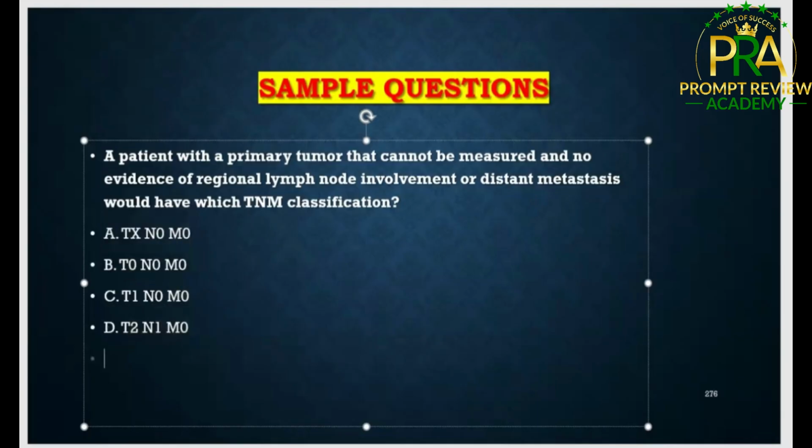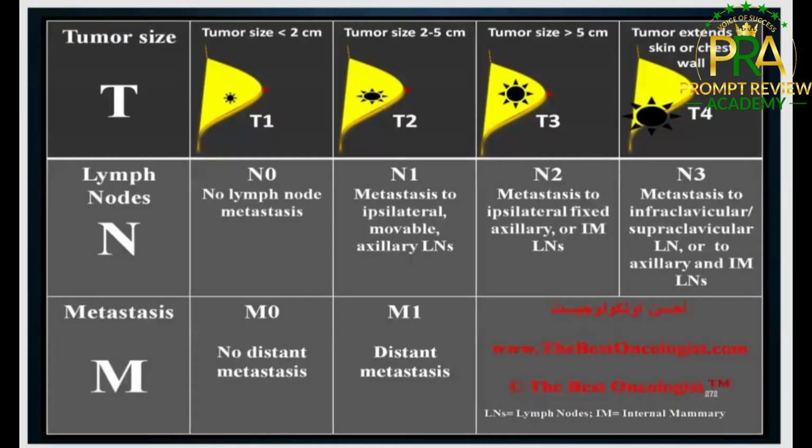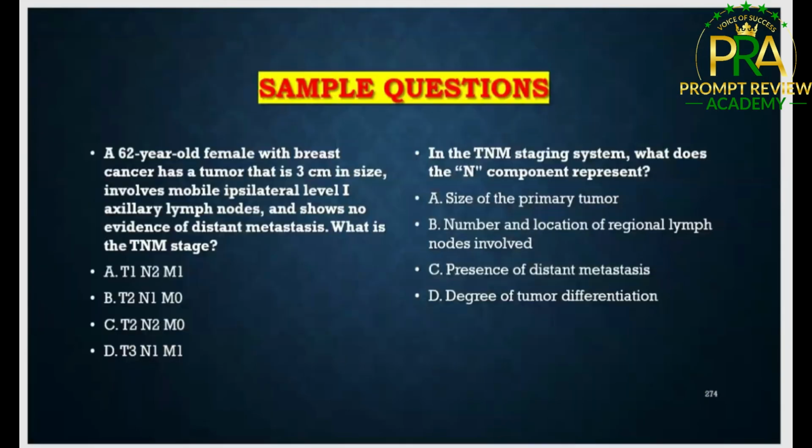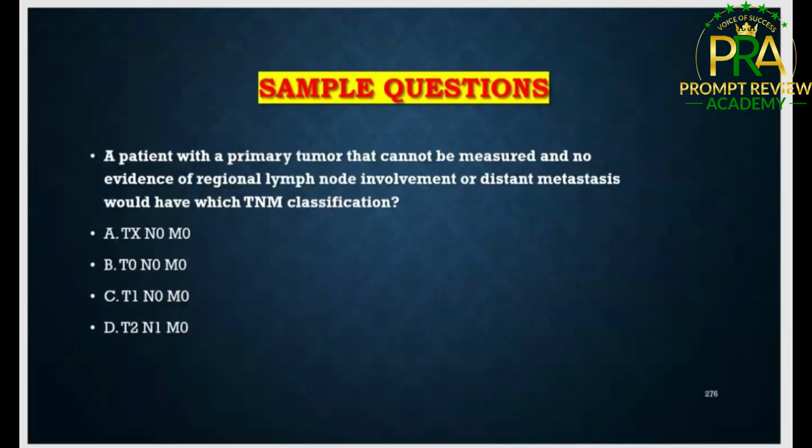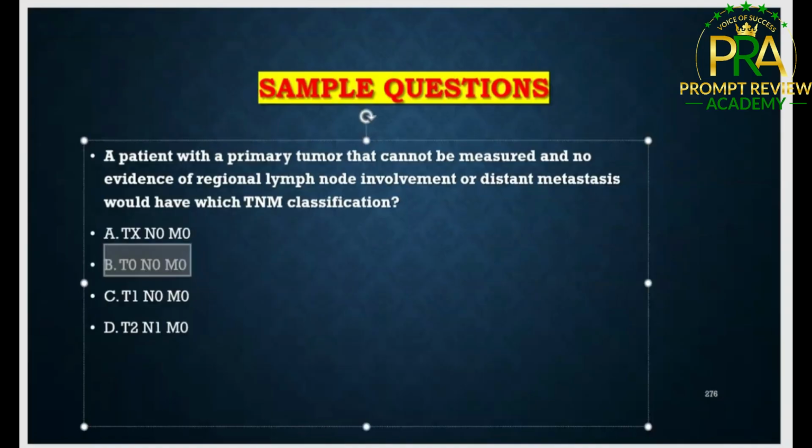Then between these two, now let's see the next thing. It cannot be measured and no evidence of regional lymph node involvement. So no lymph node involvement, which is N0. And no distant metastasis. Everything is 000. No metastasis, no lymph node involvement. That is it.